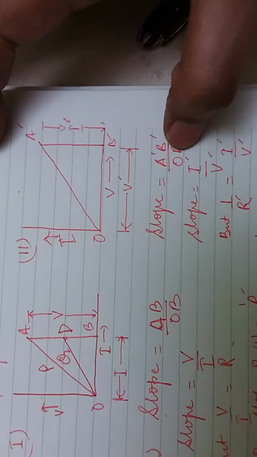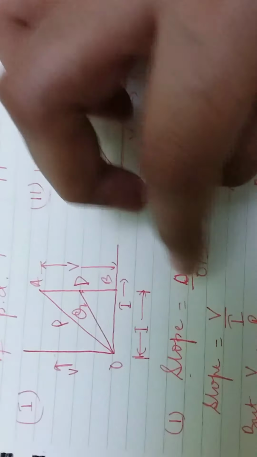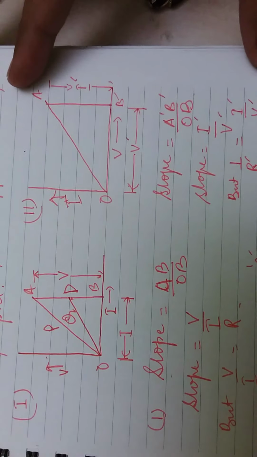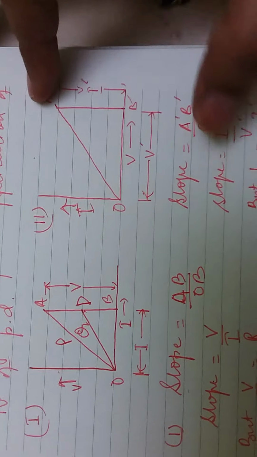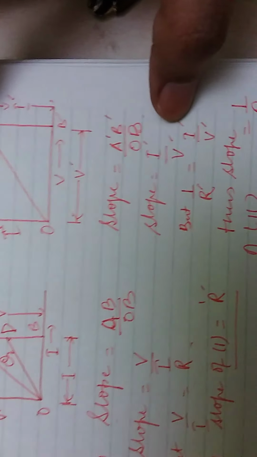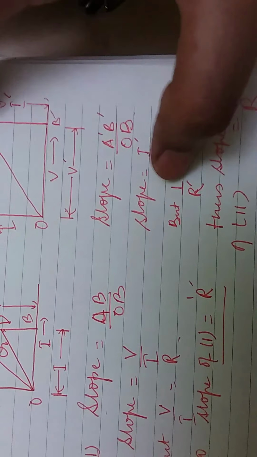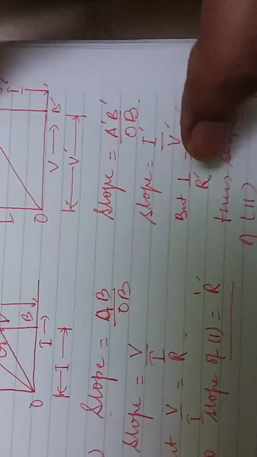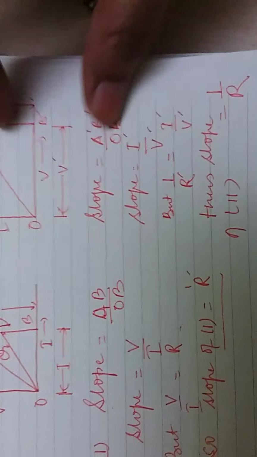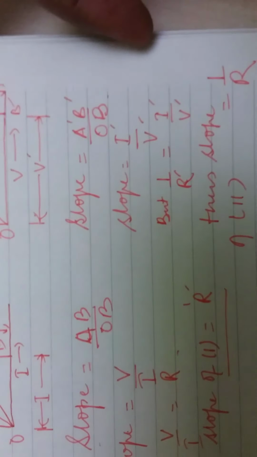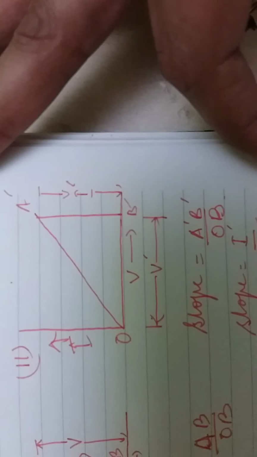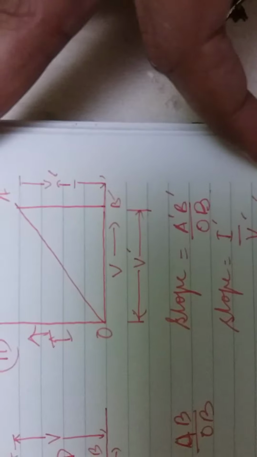So I've just taken I dash and V dash and R dash just for the sake of differentiating between this graph and the previous graph. So what I get is slope equals I dash upon V dash, but I dash upon V dash is equal to 1 upon R dash. So that means the slope of this graph is inversely proportional to the resistance of the conductor. So higher the slope, lesser will be the resistance, and lower the slope, greater will be the resistance.